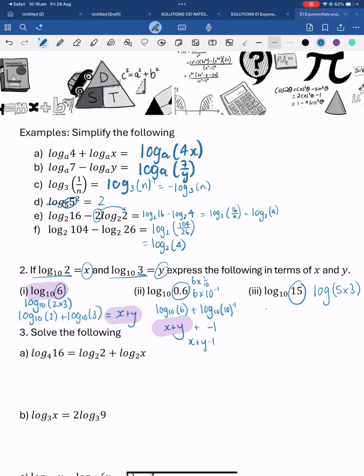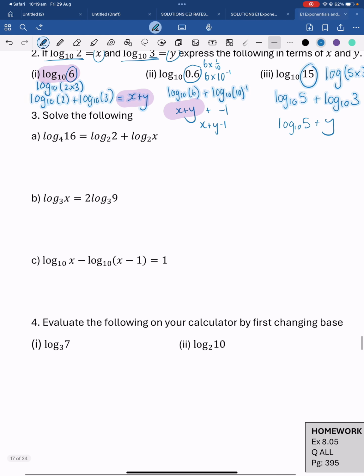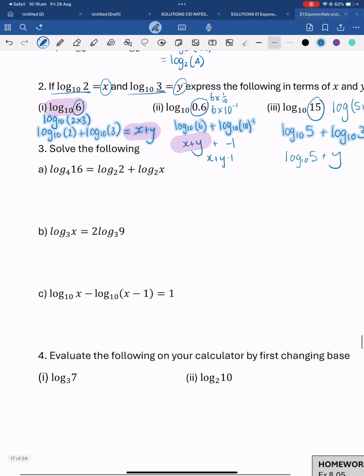Otherwise, the only thing I can think of for now is that we would do log 10 of 5 plus log 10 of 3, because when we times, we plus. And log 10 of 3 is equal to y, so it's just going to be log 10 of 5 plus y. I feel like there's more to that, but I'll come back to it. Okay, otherwise, give the rest of these a go for me.